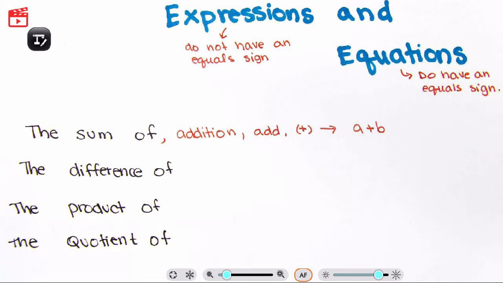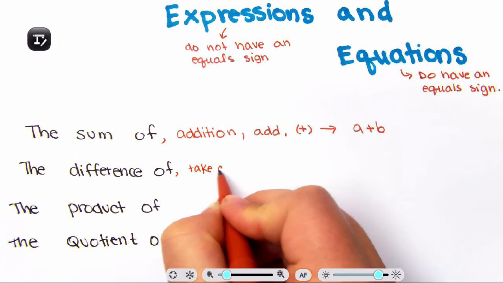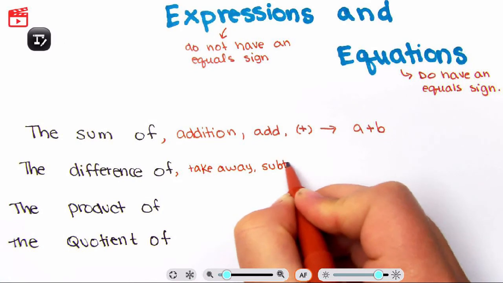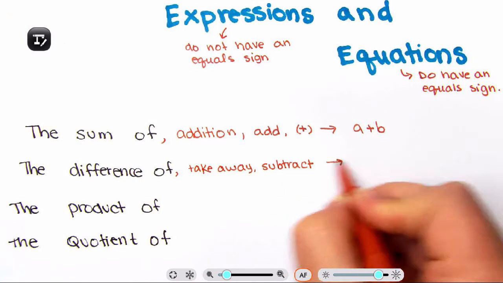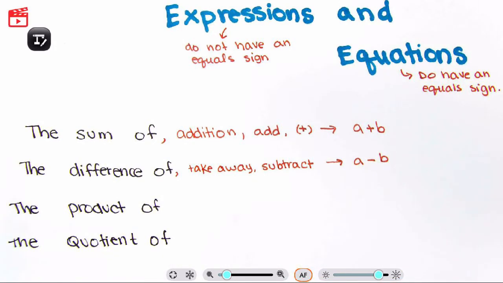When we have the difference of, you can also say take away. Subtract is another way. And when you have that, you're going to put a minus, and you're going to say A minus B. So the difference of A and B is A minus B. A take away B is A minus B. A subtract B is A minus B.